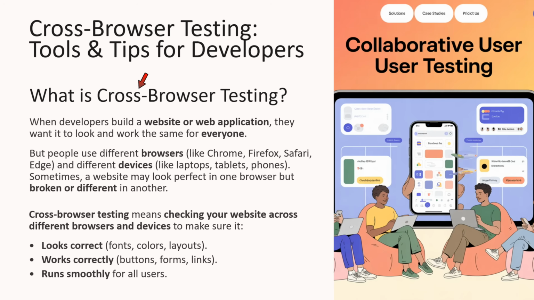for everyone. But people use different browsers like Chrome, Firefox, Safari and Edge, and different devices like laptops, tablets and phones. Sometimes a website may look perfect in one browser but broken or different in another browser. Cross-browser testing means checking your website across different browsers and different devices to make sure it looks correct, works correctly, and runs smoothly for all users.